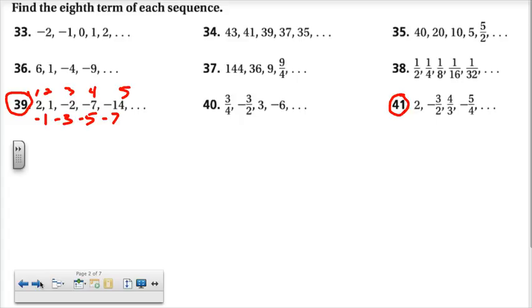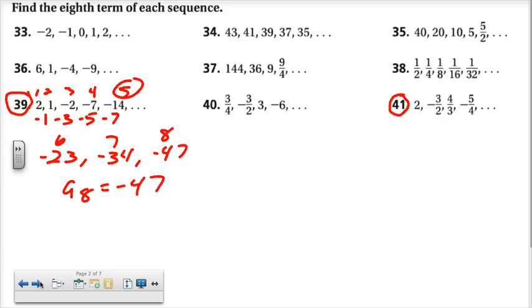We would subtract 9, and that would give us -23. And then we would subtract 11, and that would give us -34. And then we would subtract 13, and that would get us -47. 5th term, 6th, 7th, 8th. So the 8th term is -47, because again, it didn't say we had to write a rule, so we don't have to write a rule with these. We just have to be able to find that term.